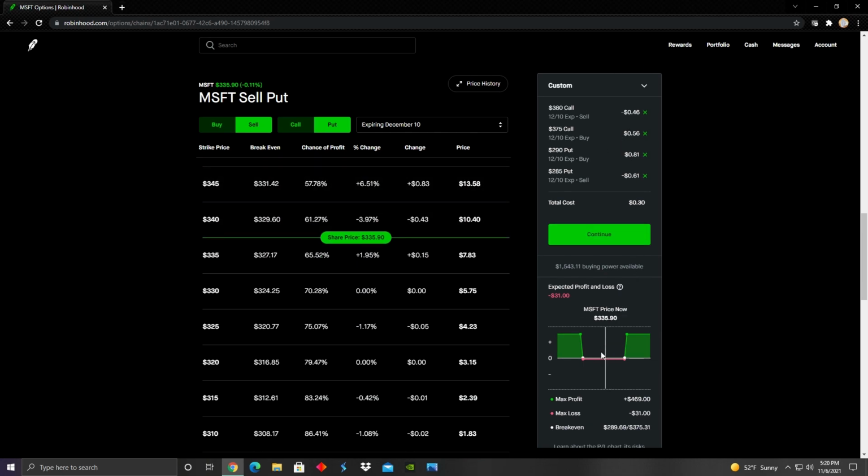Basically how this works is, we can see this chart right here. We profit off of volatility, and the only way that we can lose money is if the share price of the stock remains the same. So if by expiration date December 10th the share price is in between the strike prices for our long call and our long put, so if it's in between $375 per share and $290 per share, then we will lose our total cost, which is 30 cents.